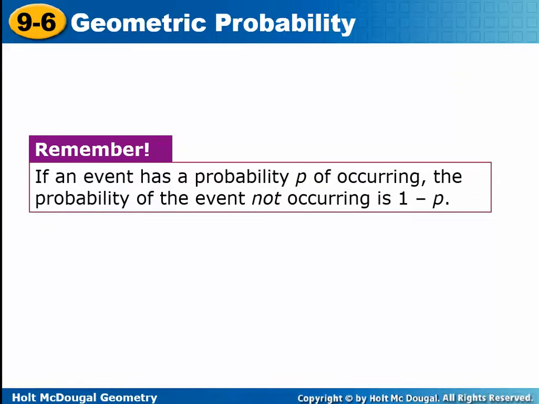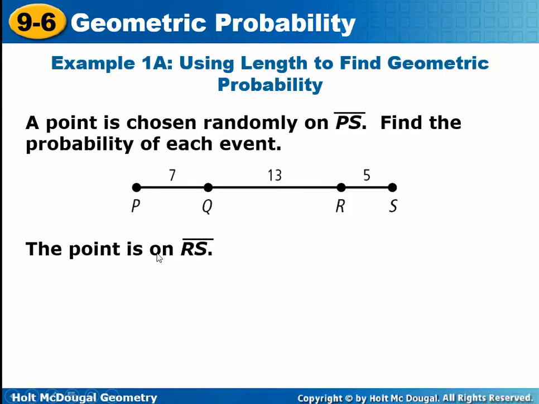Every once in a while, they'll say, what's the probability that it won't land on that? And then it can be easier. The event not occurring will be 1 minus whatever the probability of that occurring would be. Sometimes it's easier to find it that way.